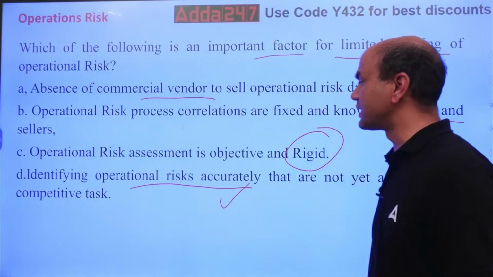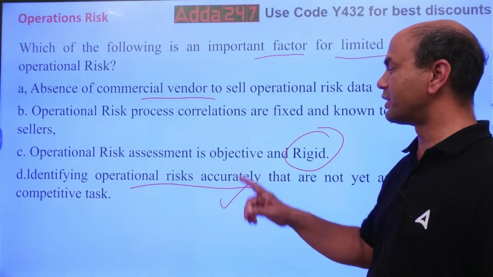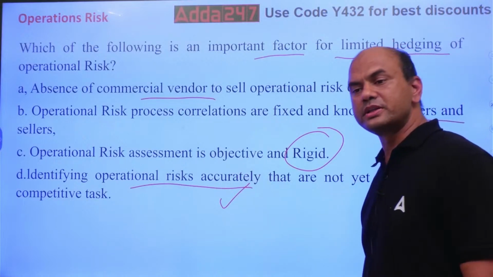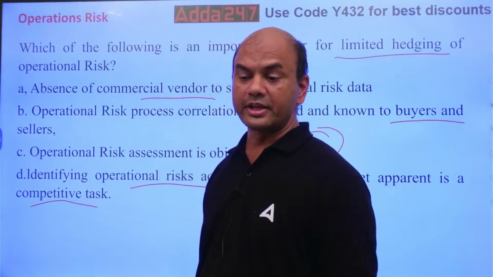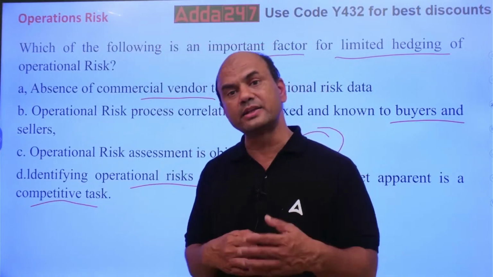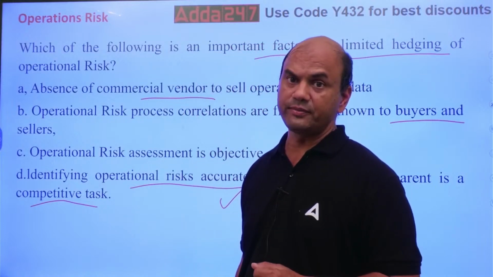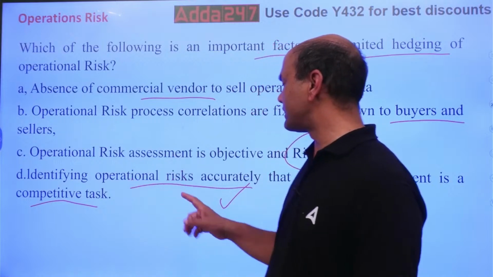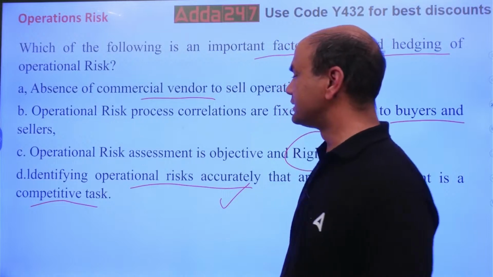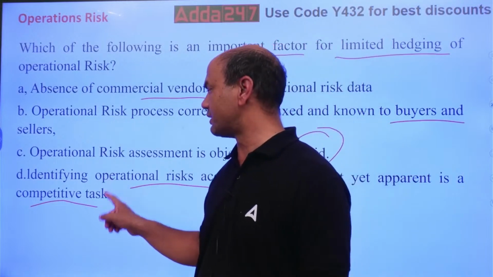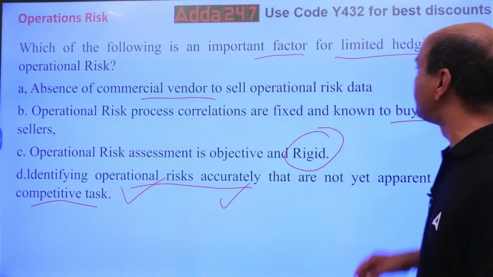Identifying operational risk accurately, that are not apparent, is a competitive task. Competitive means what here? Whatever is going on in the market, as per your competition, you have to be in that race. Whatever others are doing, you have to do that. So identifying operational risk accurately that are not yet apparent is a competitive task. So this is the real factor. So this is the D answer, the right one. Okay?